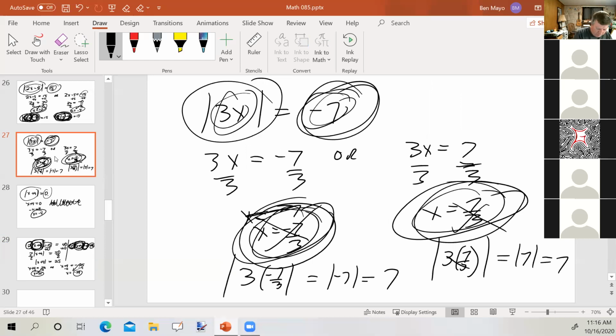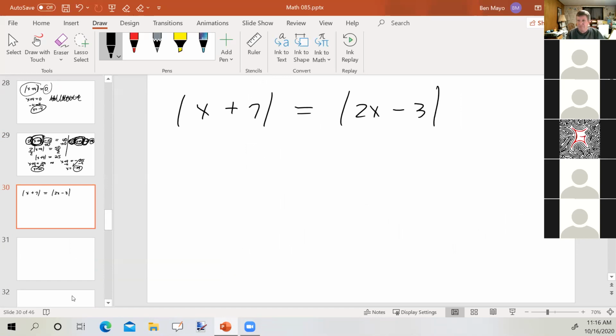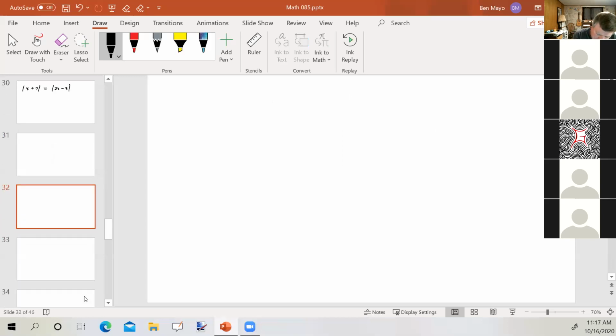Let's say you've got 2 absolute values. Absolute value of x plus 7 equals absolute value of 2x minus 3. Let me backtrack a little. If you've got 1 absolute value in the equation, isolate it. If you have 2 absolute values, you want them on separate sides of the equal sign, just like they are here. Now, I want to look at 4 different cases. We're going to come back to that problem in a minute.